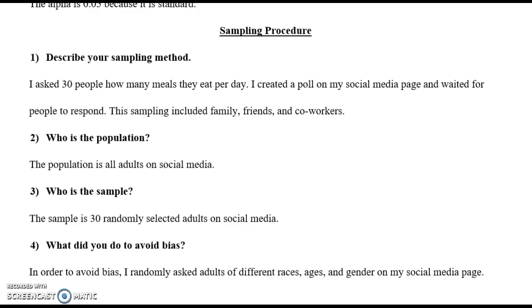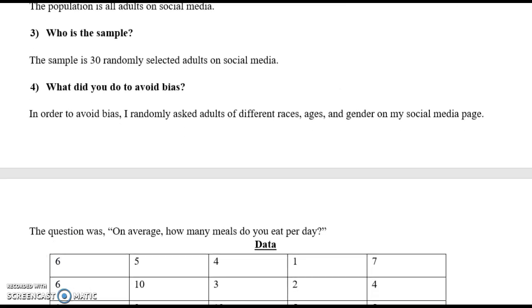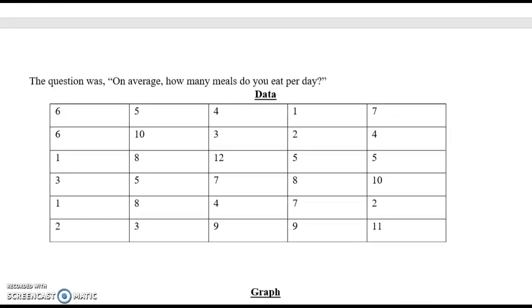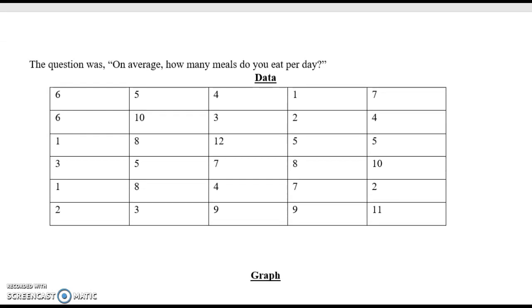What did you do to avoid bias? In order to avoid bias, I randomly asked adults of different races, ages, and gender on my social media page. The question was, on average, how many meals do you eat per day? So, I selected 30 random people out of all the people that did participate in my poll, and I wrote down the number of meals that they selected.